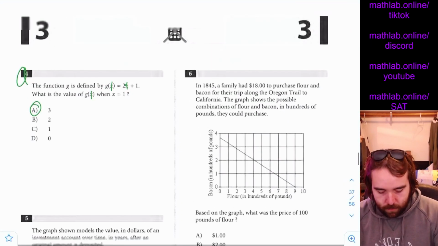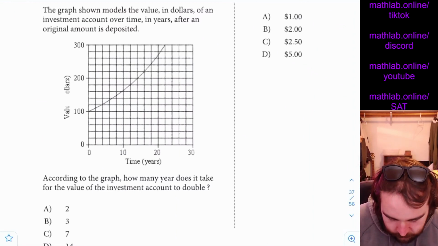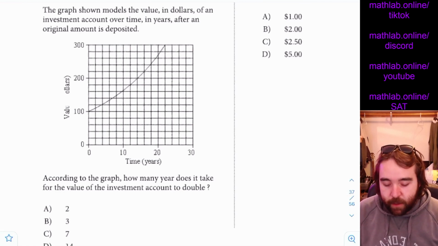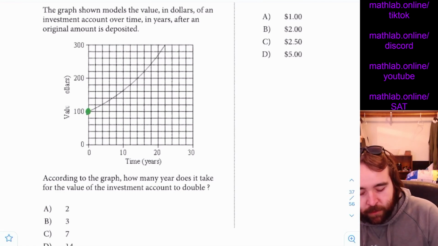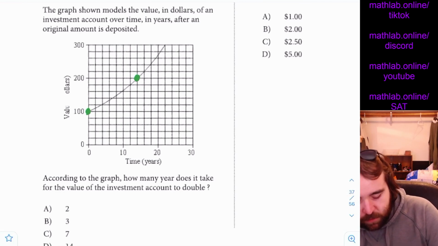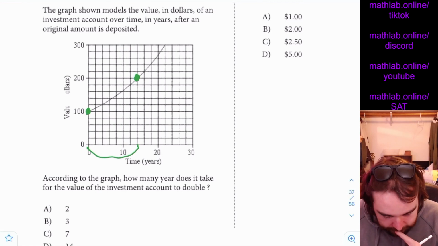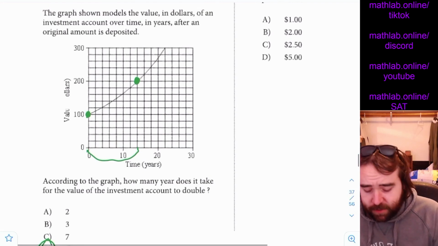Holy moly. Okay. The graph shows that, and according to the graph, how many years does it take for the value of an investment to double? So, just based on the way they're asking, it must be consistent. So let's just look at, it went from 100 to 200. That's doubling. How long did it take? What is that? 14 years? Yeah, more than 10, that's for sure. So D.